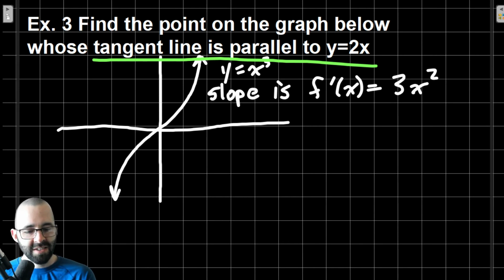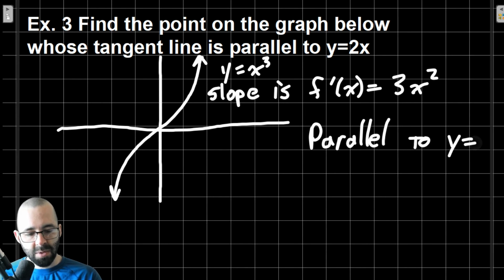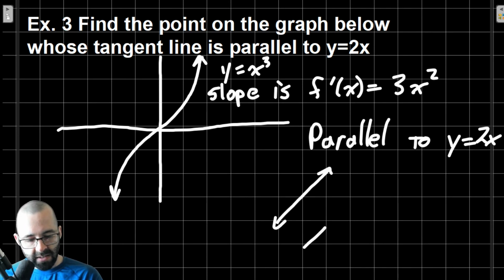There's a couple of things going on here. So first off, what does it mean to be parallel to y is equal to 2x? Parallel means the same slope, right? If you have two lines that are parallel, that means they have the same slope. Again, that's important to know.